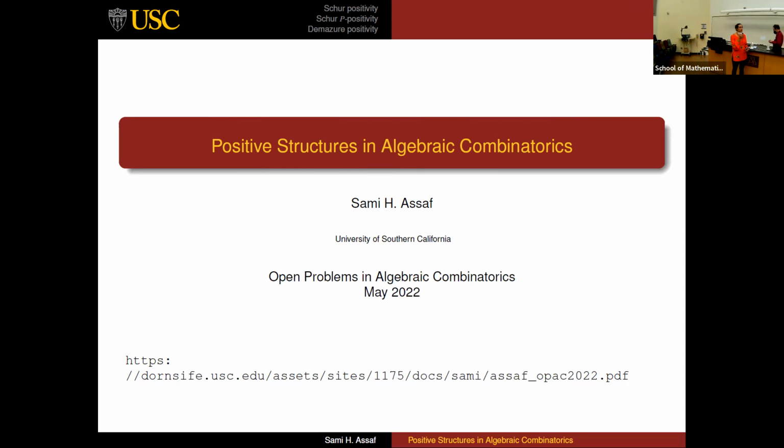Is there any reason you can't skew the shifted ones? Well, it doesn't make sense to skew a Schur P polynomial. You can, but you get nothing that's positive, because a skew Schur P is not a positive sum of Schur P's. So you could look for positivity there in some other form, and that would be interesting.